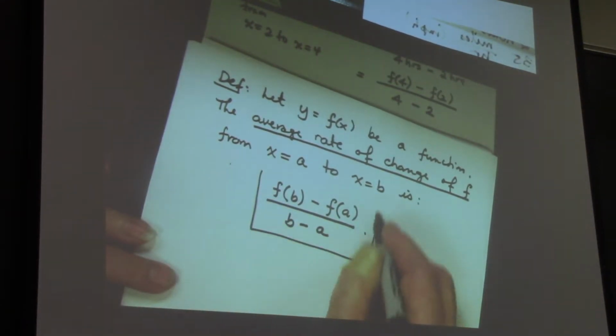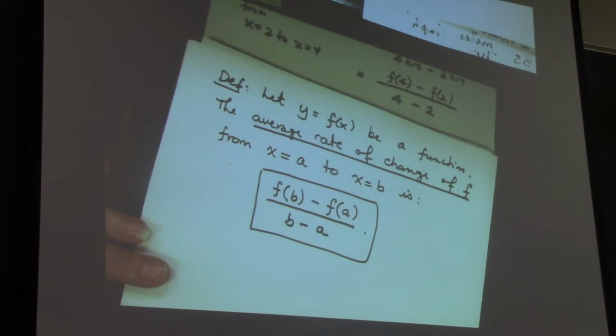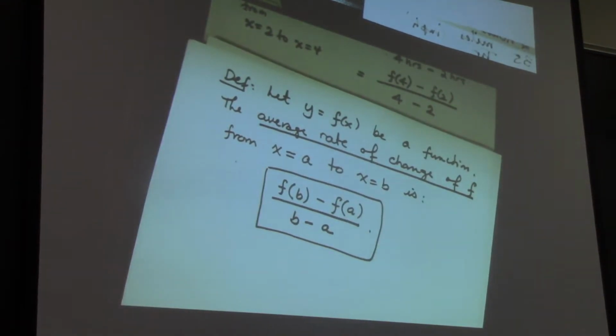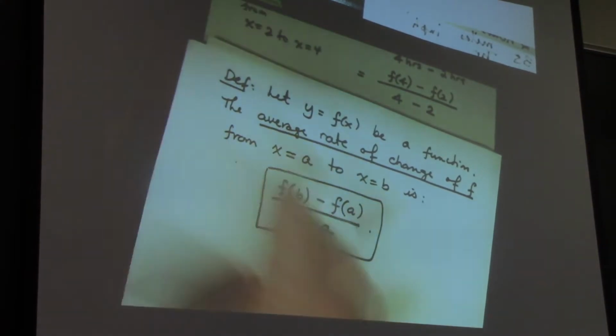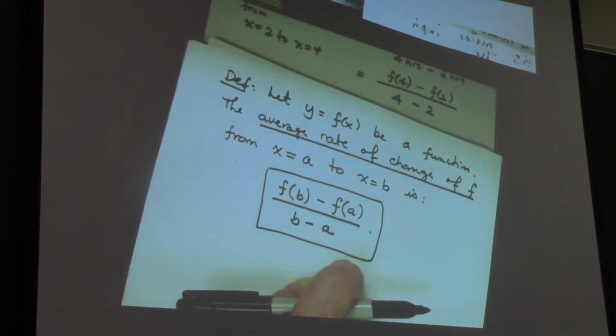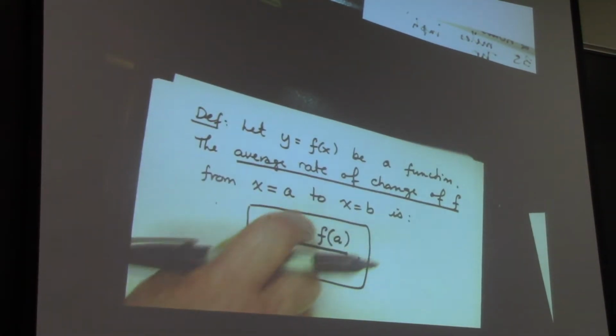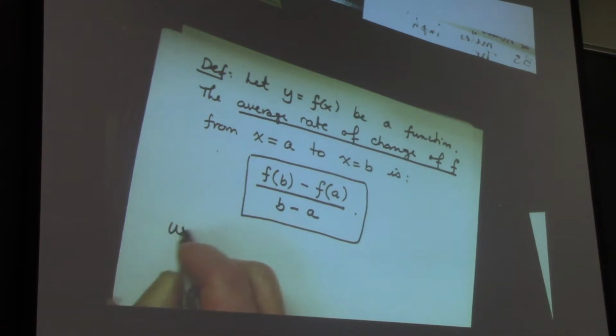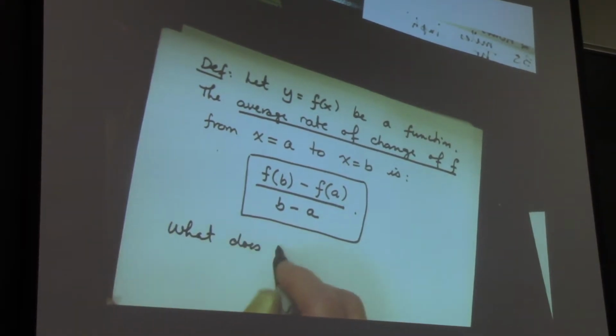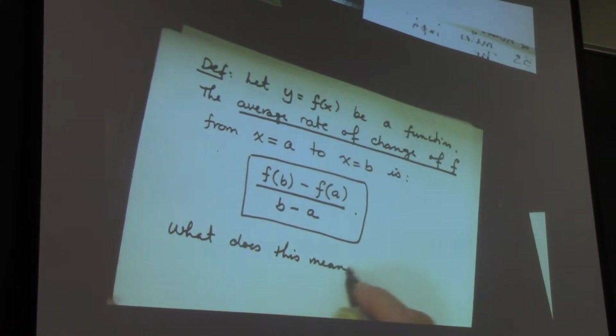So that is the definition of the average rate of change of a function from x equals a to x equals b. Now, we know what this means in our particular case, when the numerator is measured in miles and the denominator is measured in hours, then this is the average speed measured in miles per hour. But what does this mean on a graph of the function? So what does this mean graphically?